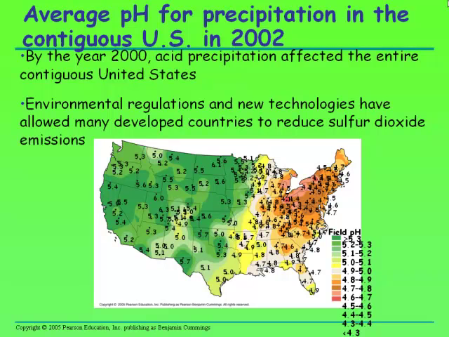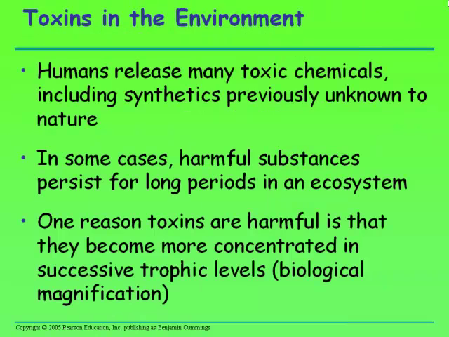And here's the average pH for precipitation in the contiguous U.S. in 2002. By 2000, acid precipitation had affected most of the contiguous U.S., and so environmental regulations and new technologies have allowed many developed countries to reduce sulfur dioxide emissions so that this will not keep occurring, producing such acidic precipitation.